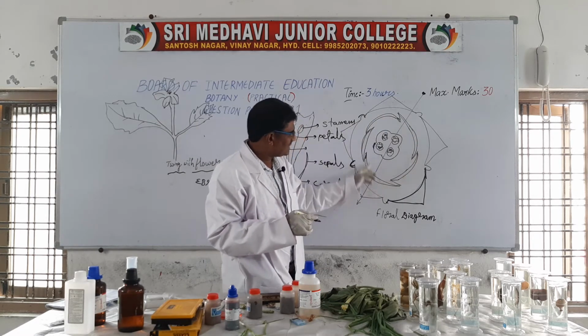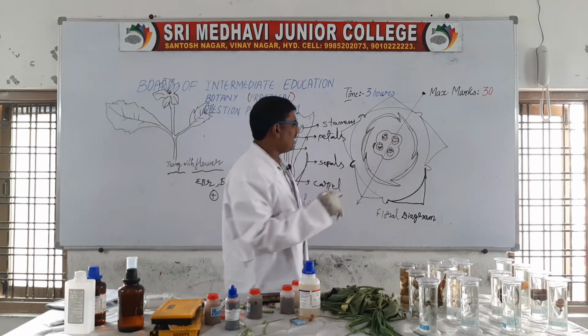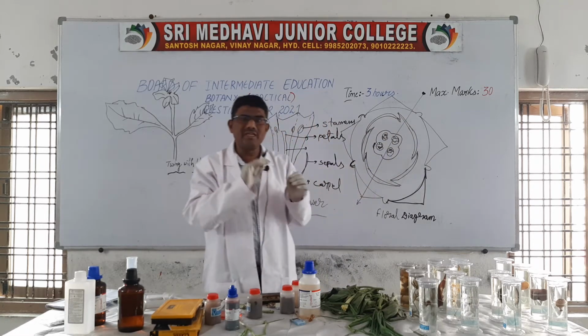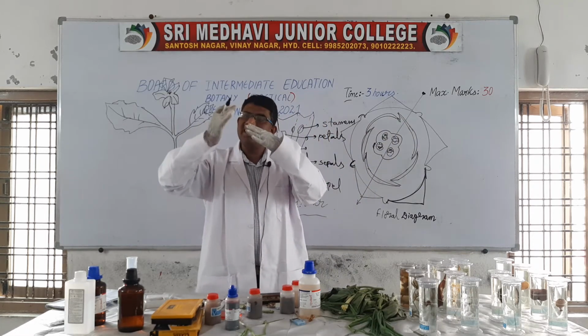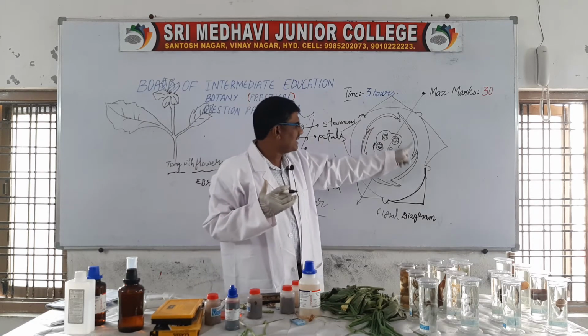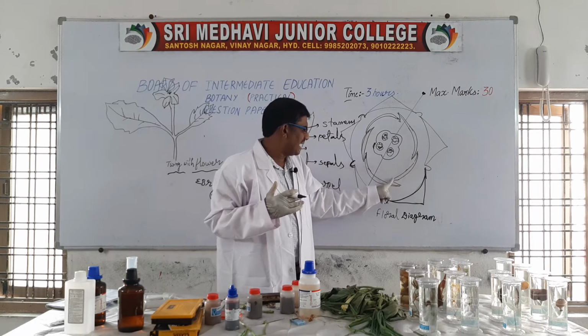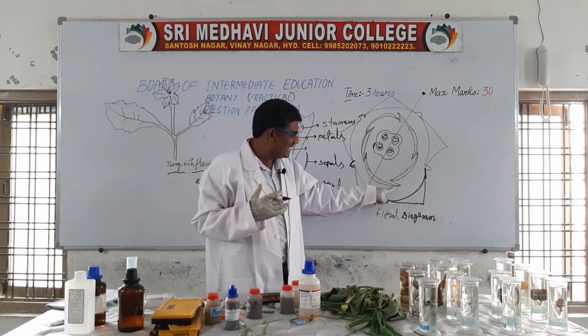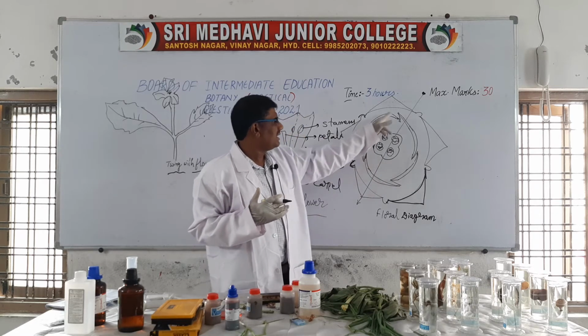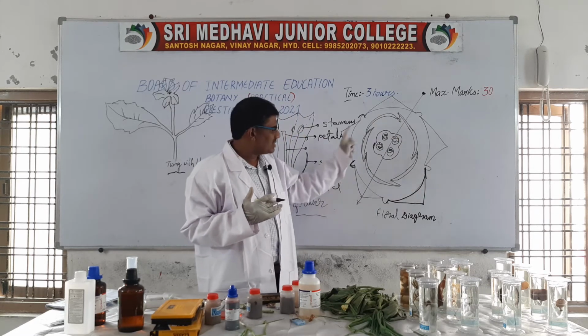Then after that, the petals are also 5. How are they arranged? They overlap each other: one edge is outside and another is inside. Like that they are arranged, outside and inside.